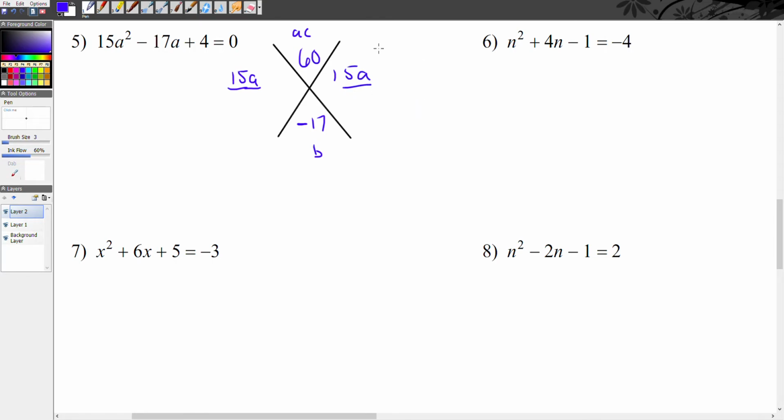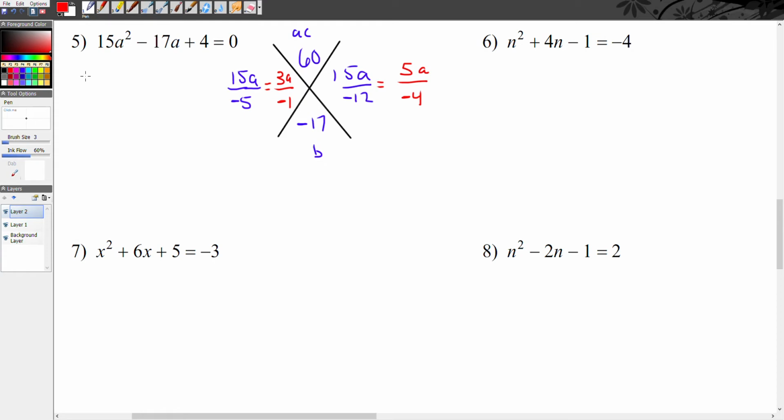Okay, so two numbers that multiply together to make positive 60 and add together to make negative 17. And that's going to be negative 12 times negative 5. So let's put negative 5 over here and negative 12 over here. We simplify. 15a and 5 can be divided by 5, so this gives me 3a over negative 1. And over here, 15a and negative 12 can be divided by 3, so this gives me 5a over negative 4. And these are my two binomials.